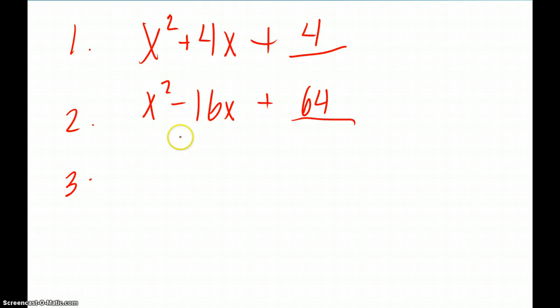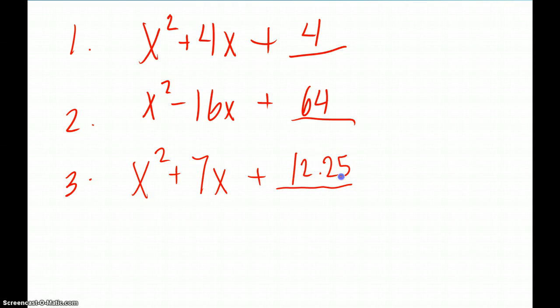Number 3, chop this in half, you get 3.5. 3.5 times 3.5 is going to be 12.25.